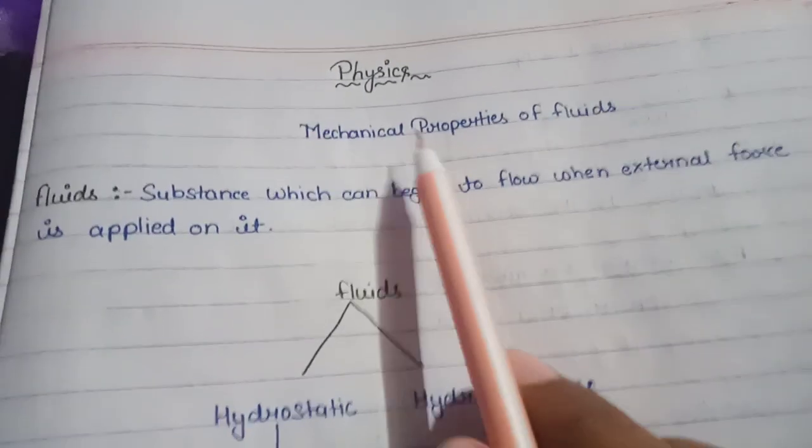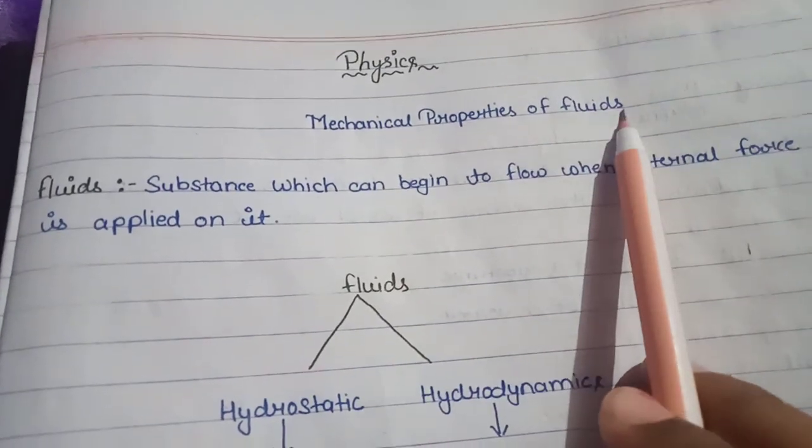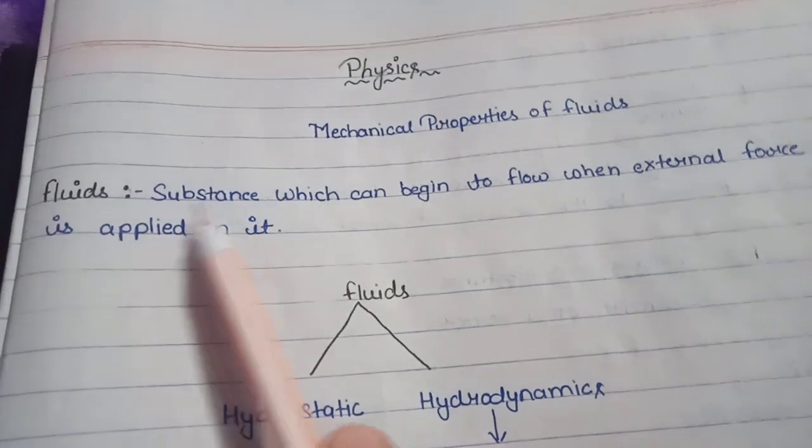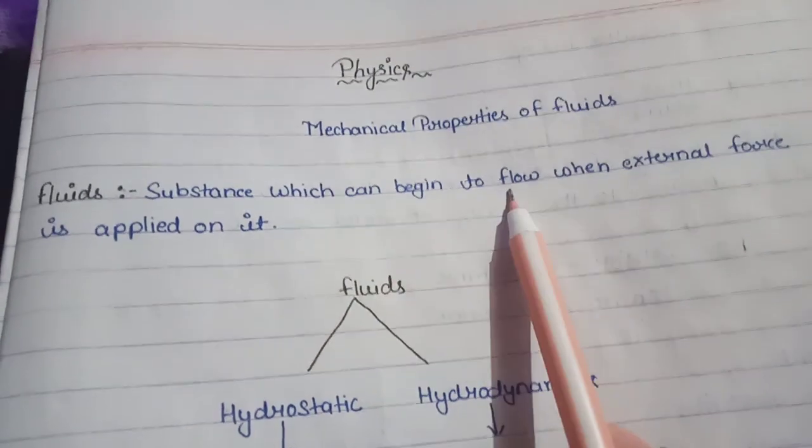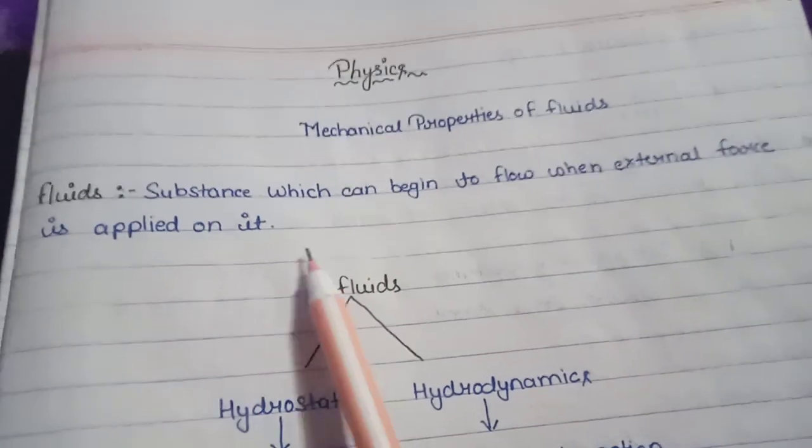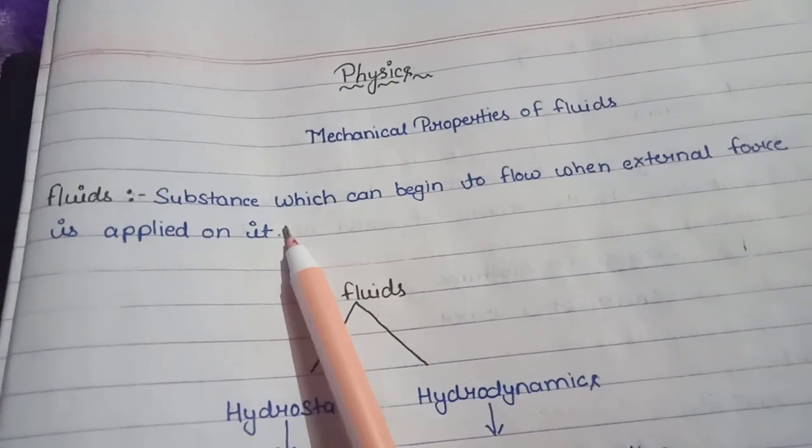Physics chapter, Mechanical Properties of a Fluid. The definition of a fluid is a substance which can begin to flow when an external force is applied on it. This is the definition of a fluid.